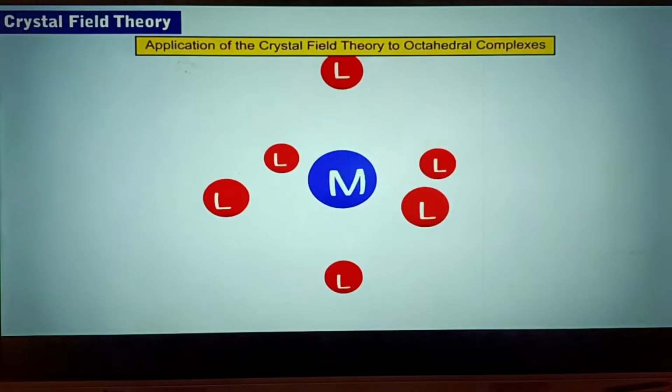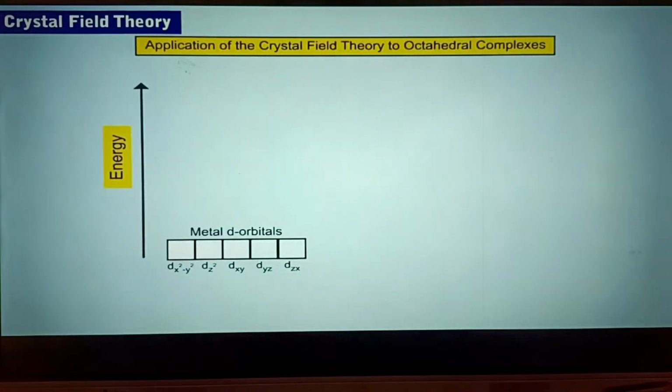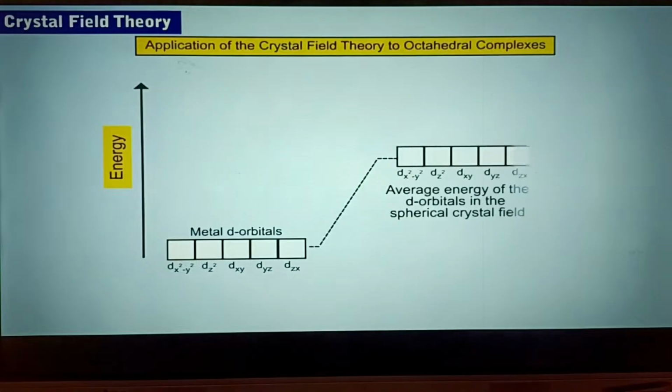In the first step, it is assumed that the ligands approach the metal ion spherically, that is, at the same distance from each d orbital. At this stage, the energy of all the d orbitals is raised by the same amount. That is, the 5 d orbitals still remain degenerate. The average value of the energy of the d orbitals at this stage is taken as 0, and this is called the barycenter.